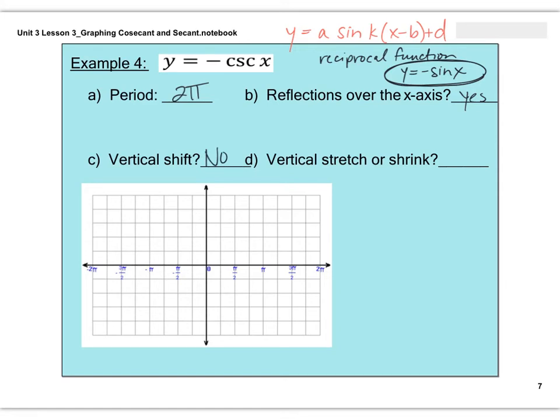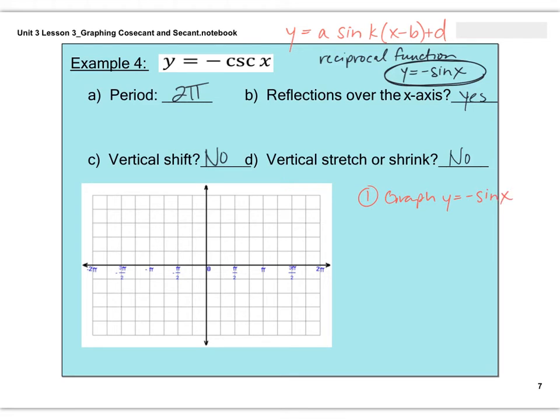No, because the coefficient in front of there is negative 1, and 1 will not stretch or shrink it. So the only thing that's going to happen here is it's going to reflect over the x-axis. Okay, so let's graph our first kind of parent function here. So number 1, we're going to graph y equals negative sine x.